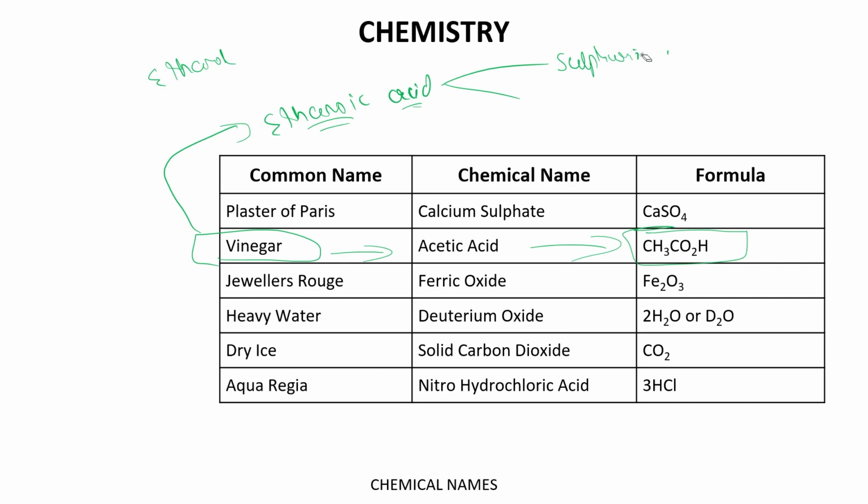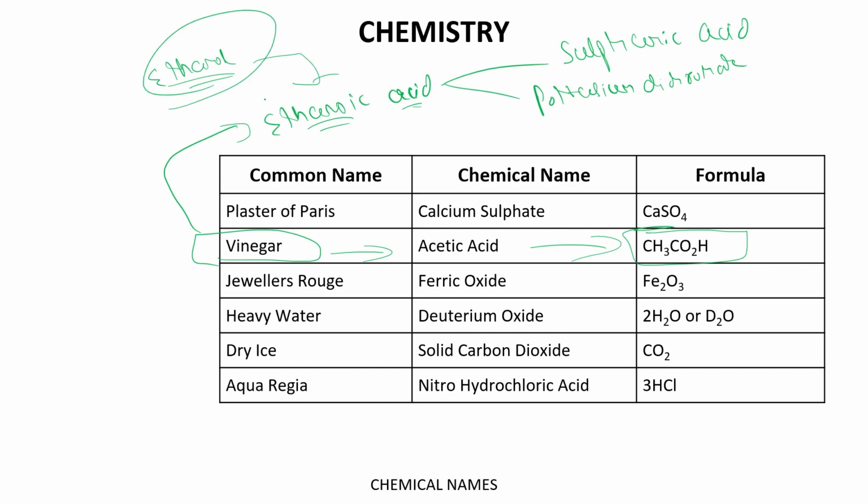and the second one is potassium dichromate. So we basically use sulfuric acid and potassium dichromate together with ethanol to prepare ethanoic acid, and 2 to 7% ethanoic acid in water is basically known as vinegar or acetic acid.